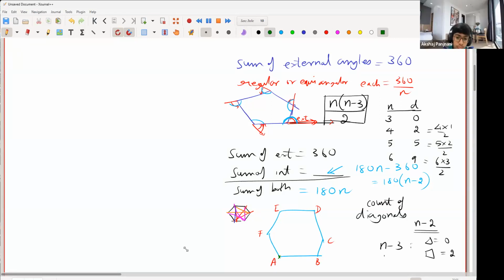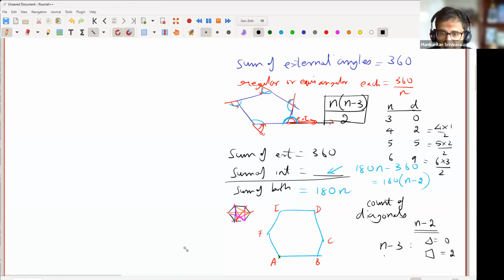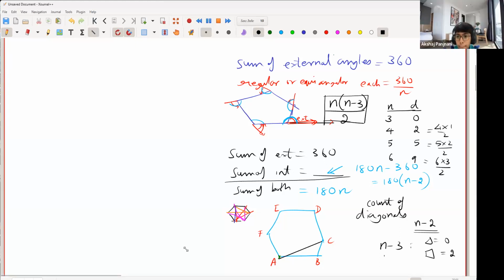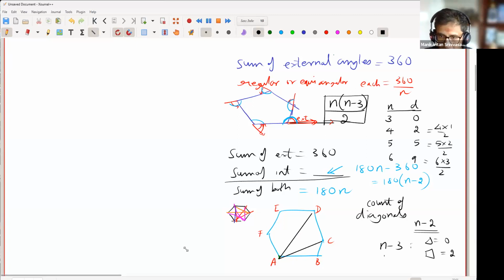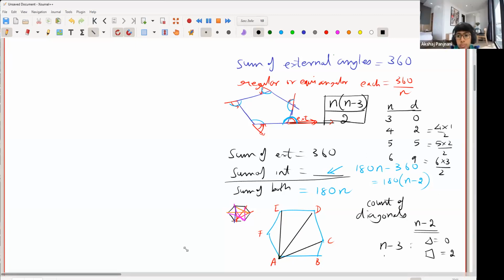3. Okay, namely, I'll just draw this. AC, AD, and AE. Correct. So I'll just draw all of them. Okay, and Akshaj, why do you think I was able to draw exactly 3 diagonals? I mean, explain the process why it was 3 or not 4 or not 2, for example.